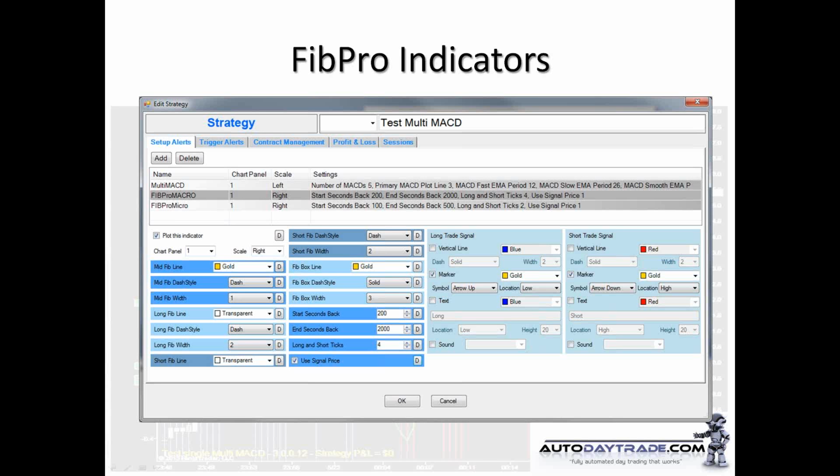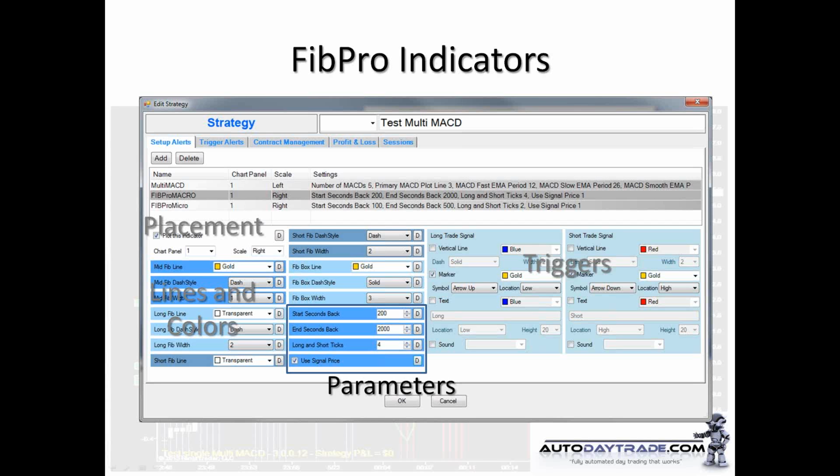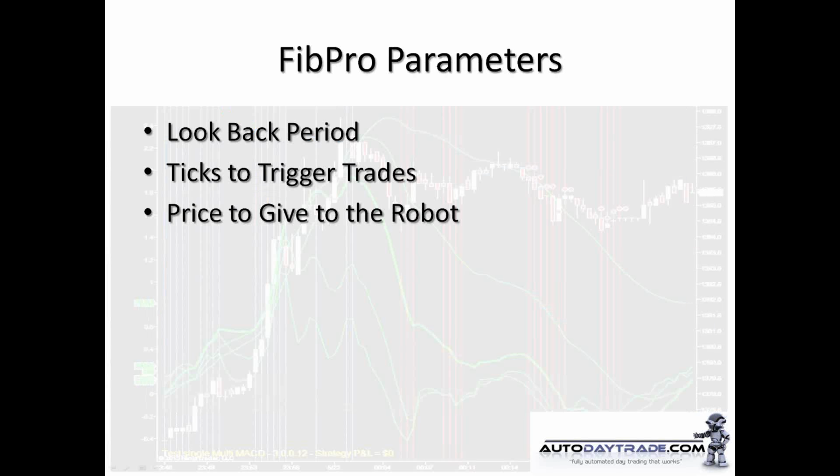The FibPro definition, like most of our robots, is divided into 4 sections. We're going to ignore the other sections since they are similar to the settings in the MultiMACD to concentrate on the parameters section. This is a fairly easy indicator to set up. You tell it how far to look back, how far off the price to trigger trades, and what price to render up to the robot.